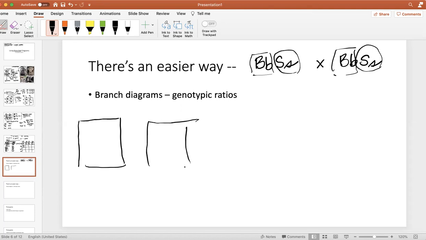Punnett squares are easy when you're dealing with just one gene, right? So here we go. Let's just consider coat color first. Big B, little b for mom. Big B, little b for dad.